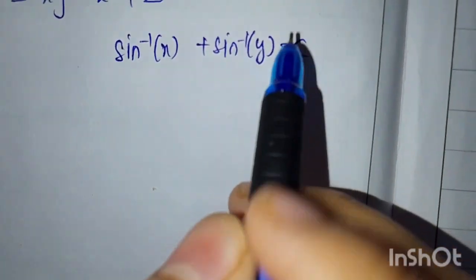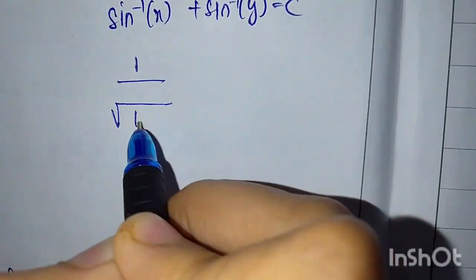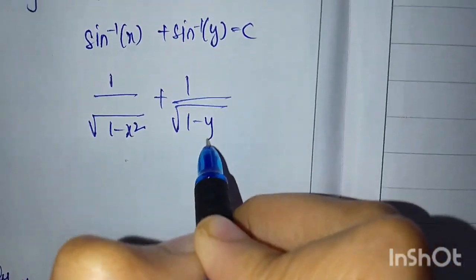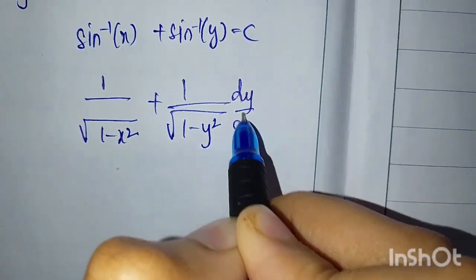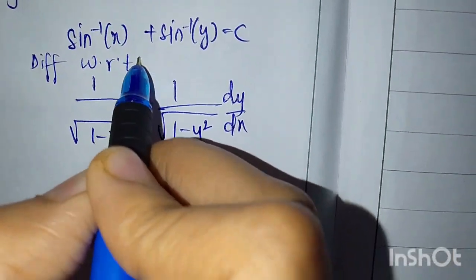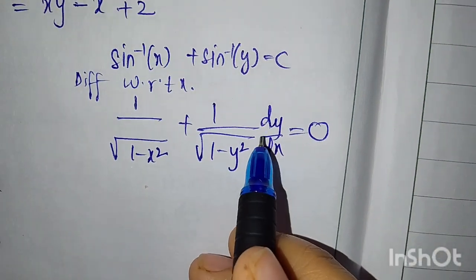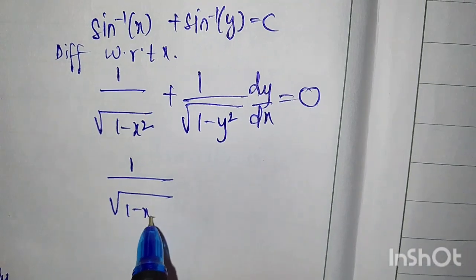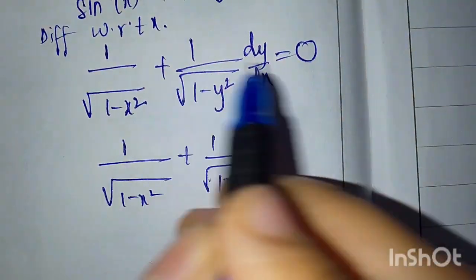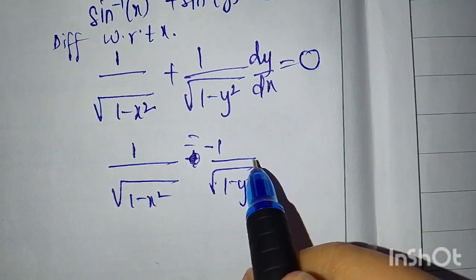Arbitrary constant is 1, so we have to differentiate only one time. So for this, 1 by root over 1 minus x square, and for this 1 by root over 1 minus y square into dy by dx, right? We are differentiating with respect to x, so we'll get dy by dx. This side constant, so 0. So now I can write it as into dy by dx. We'll take that side of the equation, so this will become minus 1 dy by dx.